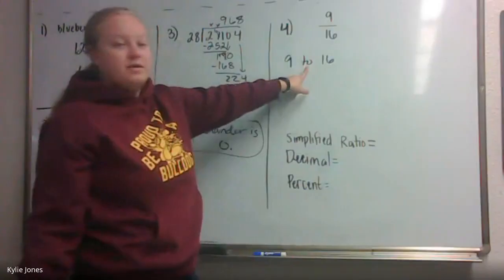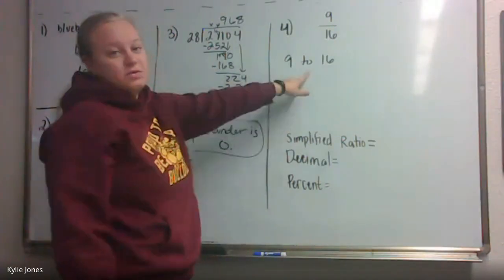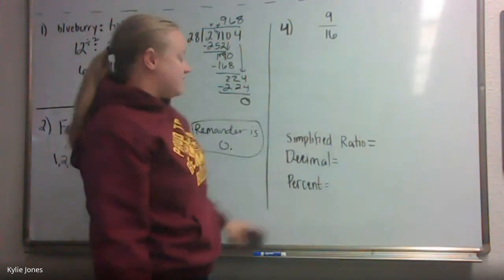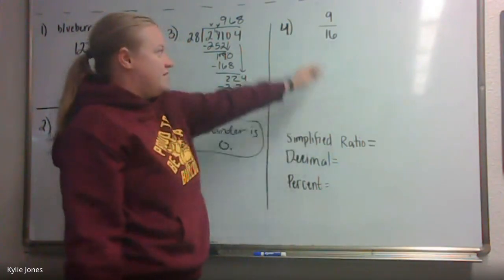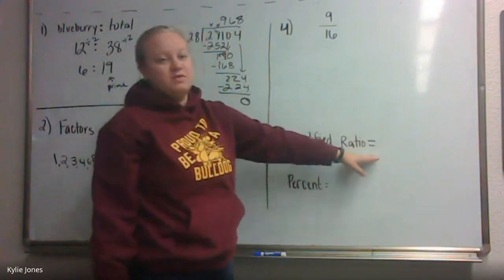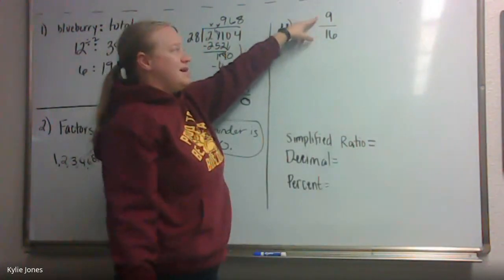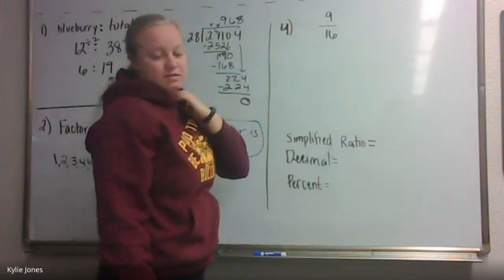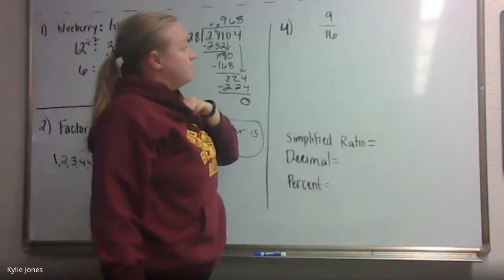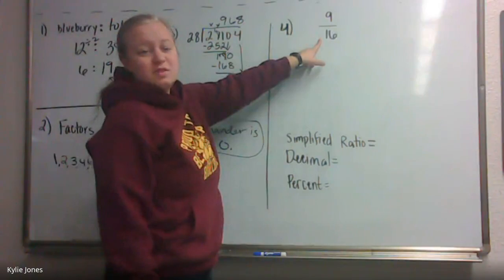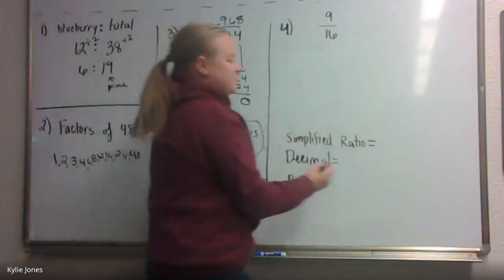Not an equals, just the word to. So there's the three ways to write it. So technically, all we need to do is simplify this fraction, and we'll have our simplified ratio part of this problem. So let's simplify this. What number goes into 9 and 16? Can we simplify this? Is there a number that goes into both? No, this is already simplified.